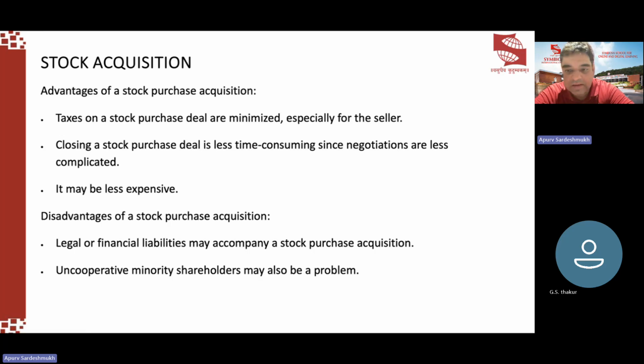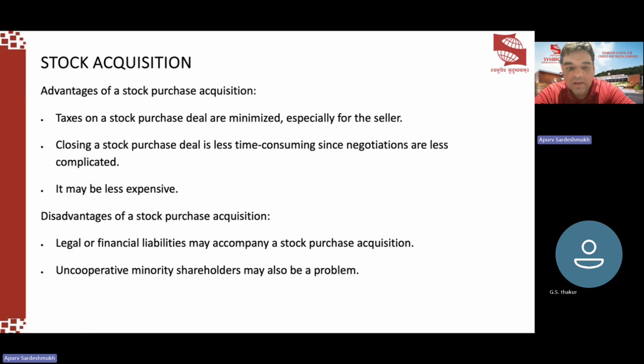To give an example again, let's say there's a company XYZ Private Limited and an ABC Private Limited. If XYZ acquires all the shares of ABC, then all the liabilities are also acquired by XYZ. So when you acquire the entire company through shares, the legal and financial liabilities may also accompany.